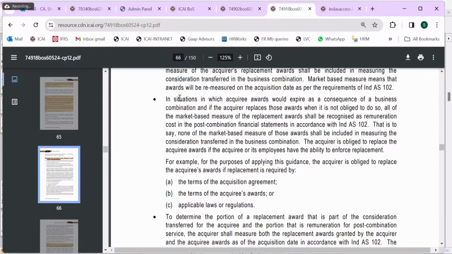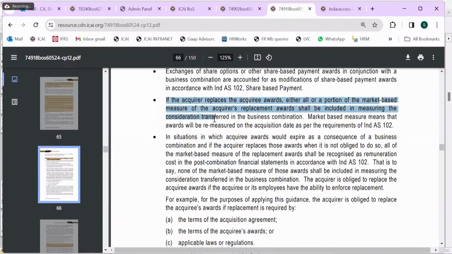In a situation in which acquiree awards would expire as a consequence of the business combination, and the acquirer replaces those awards when it is not obliged to do so, all the market-based measure of the replacement award shall be recognized as remuneration cost in the post-combination statement. See, the first bullet is saying the pre-combination portion will be considered as part of consideration, and this paragraph is saying the post-combination measure will be considered as your employee cost, a remuneration cost, and it will be charged in your statement of profit and loss. Okay.